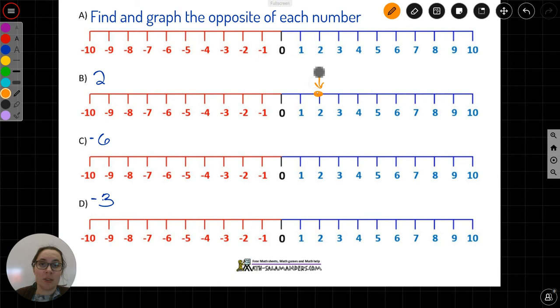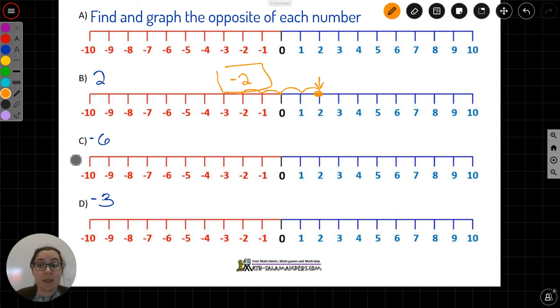That's 2. So, the opposite of 2 is the number that is the same number of units from 0, but on the opposite side. Well, how many units is 2 from 0? Well, 1, 2. 2 units. So let's go the other direction. 1, 2. Oh! It's negative 2. Cool. So the opposite of positive 2 is negative 2. That makes sense.